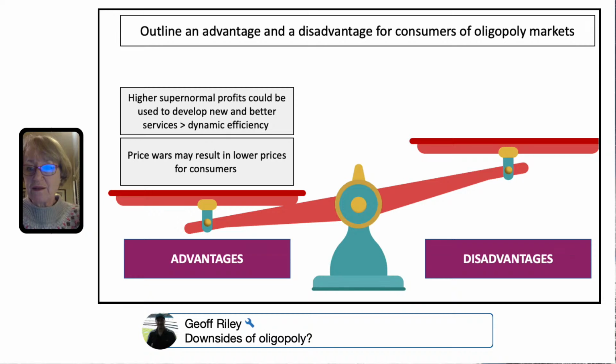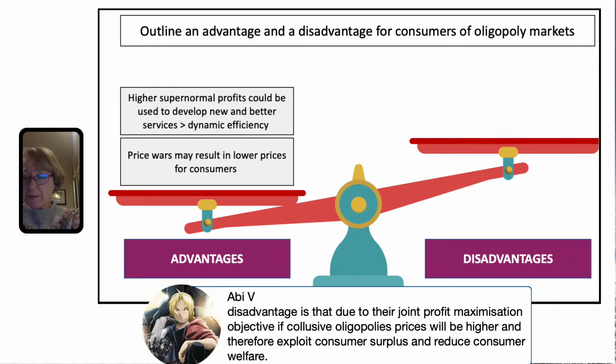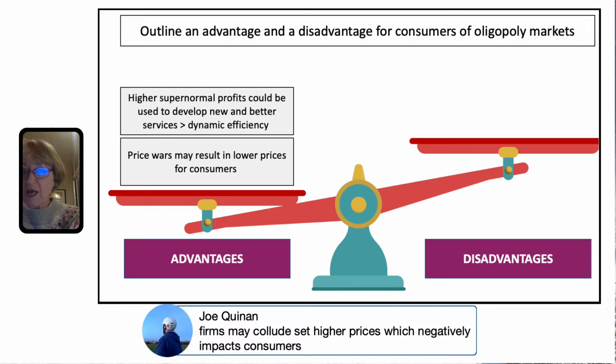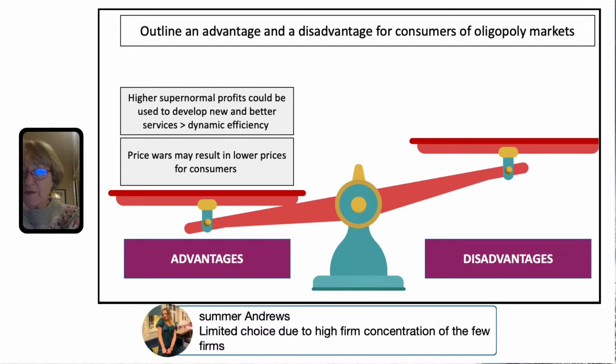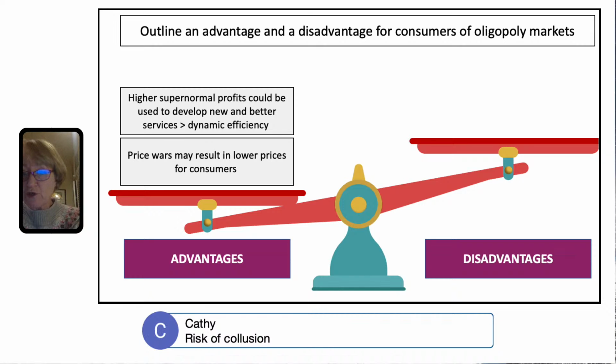Okay. Oh, sorry, my chat window got a bit stuck there, but now I can see it moving. Okay, so Kathy is saying risk of collusion. Yeah, that's a strong possibility, isn't it, as a disadvantage? Limited choice, says Summer. Limited choice due to high firm concentration of the few firms. Very good. James Yates, disadvantage, higher prices. Yeah, leads to loss of allocative efficiency. Good. You picked up Jeff's point about bringing that in, and consumer welfare.